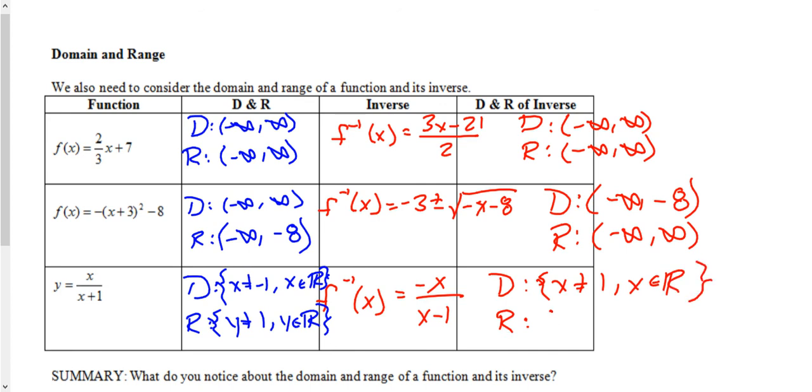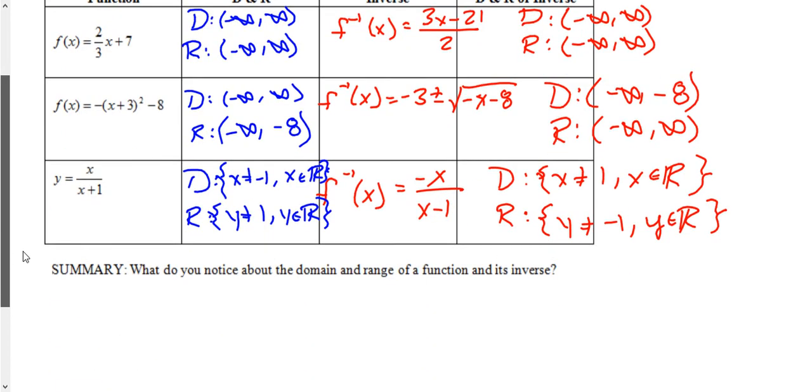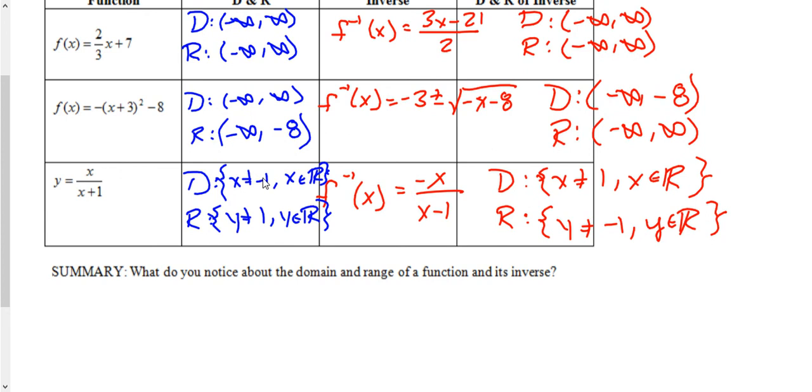And our range is going to be, and we're skipping, y cannot equal negative 1, and y is an element of the real. And hopefully what you noticed here for domain and range is on my original domain and range, if my graph has an inverse, the domain and range just literally switch positions.